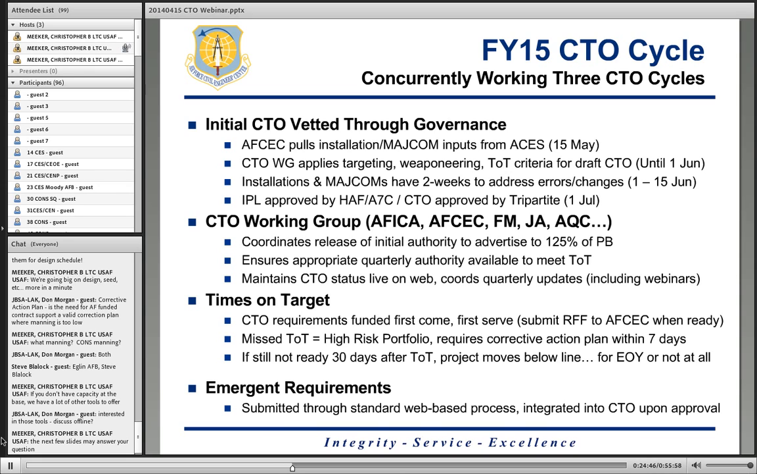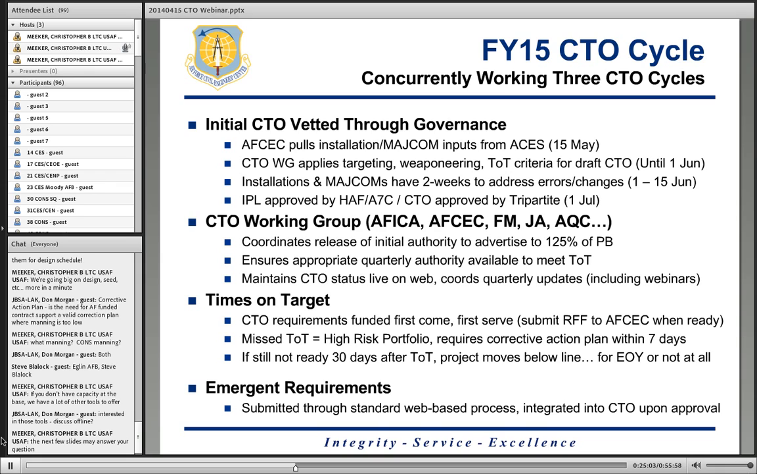So 14 out of the way. 15 cycle, a lot on this slide. I'll kind of breeze through it, and I talked a little bit about it on the calendar. Right now, we're planning on pulling the targeting list in 15 May, right? So everyone at the bases and MAJCOMs are working that. We're going to pull that targeting list 15 May.